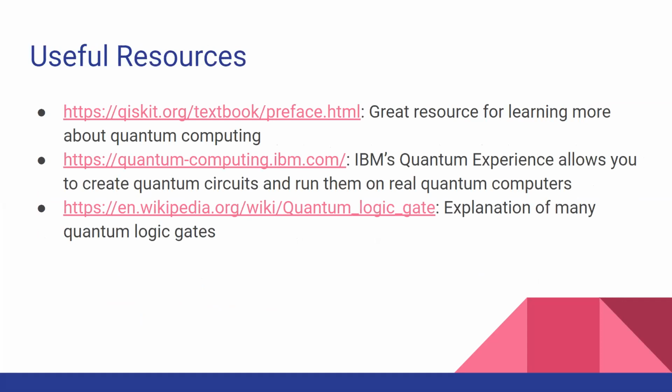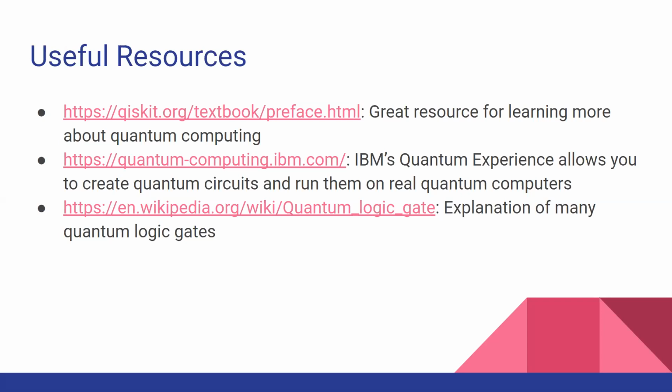Okay. So I want to end off this presentation by talking about a few important resources. If you're still interested in learning more about quantum computing, I would highly recommend Qiskit. It's made by IBM, and it's a really great resource for learning more about quantum computing. It goes into some of the algorithms I talked about in more detail. I know they have one on Grover's algorithm.